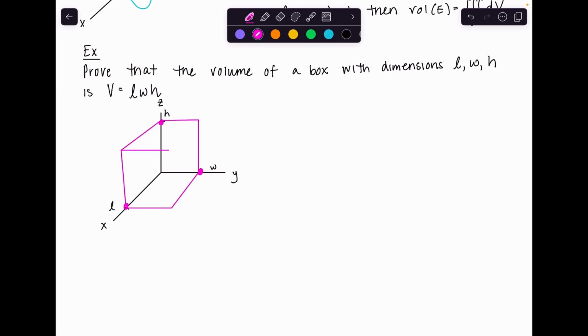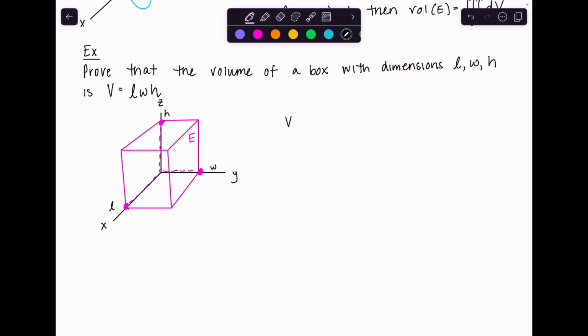And then we've got the front of the box over here. Not too bad. And then you can go sketch in the back if you want, but it lies on those coordinate axes, so you can't quite see it anyway. So this is our solid E that we're going to integrate over.